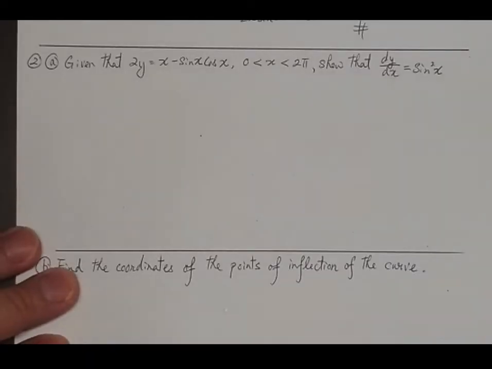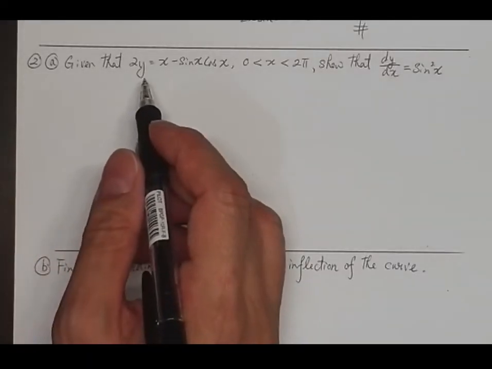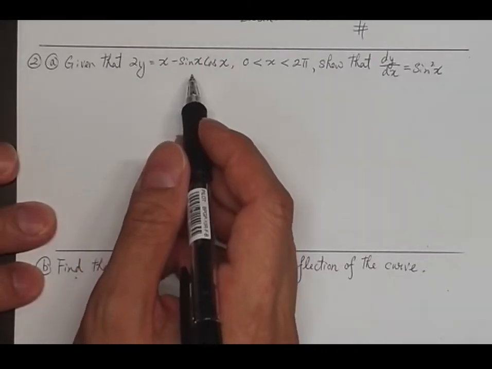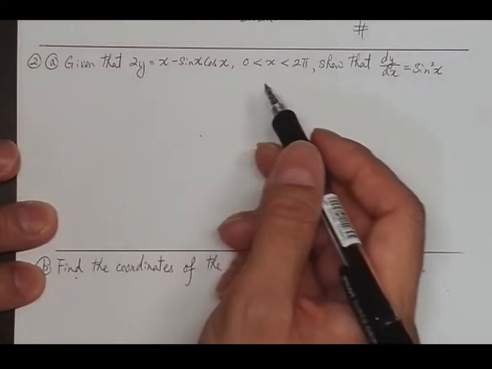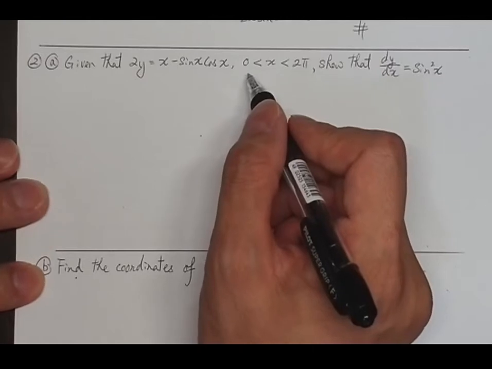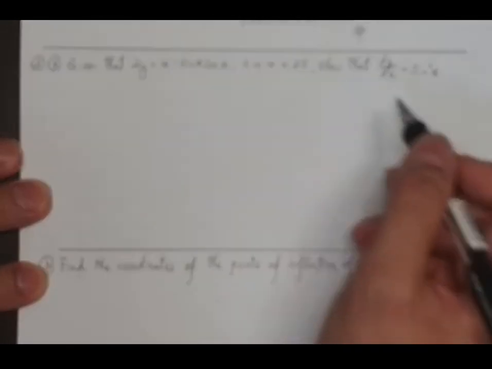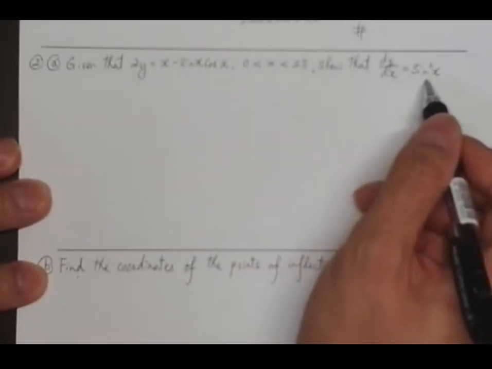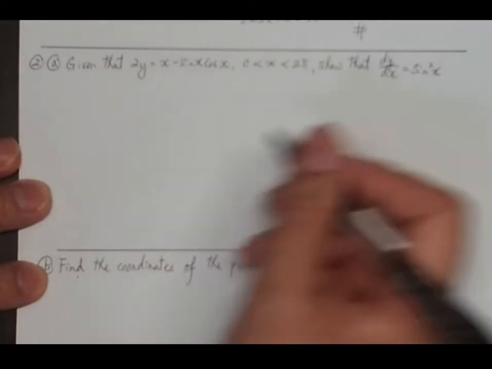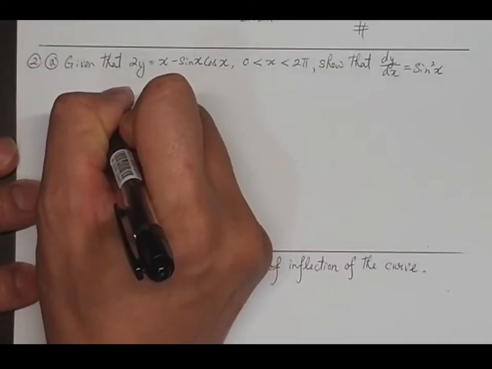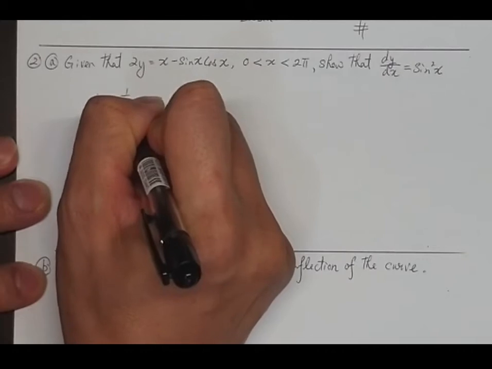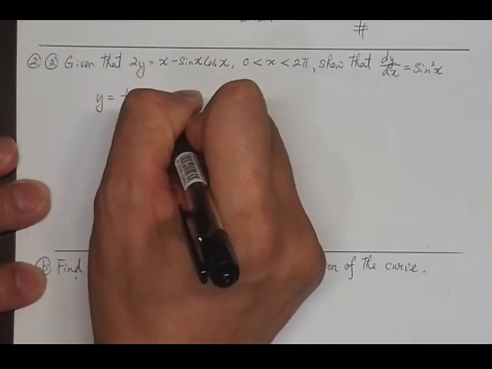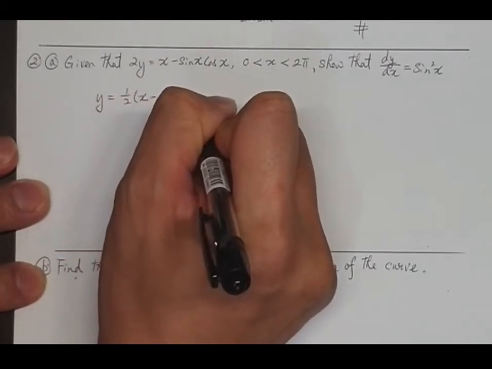Question number 2. Given that 2y equals x minus sine x cosine x, and x is within 0 to 2 pi, we show that dy by dx equals sine squared x. So we have y equal to half of x minus sine x cosine x.